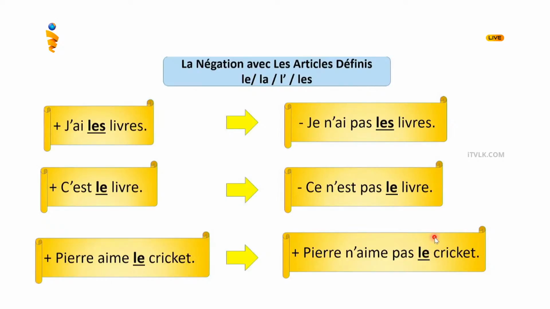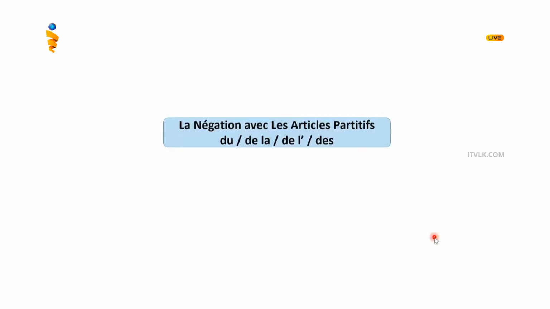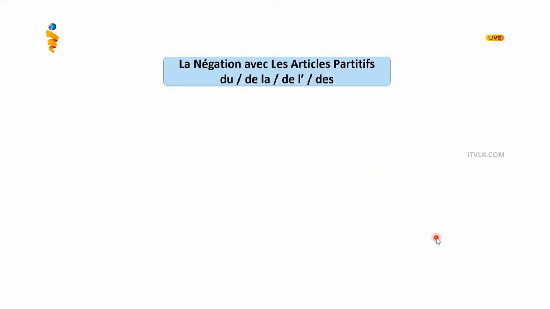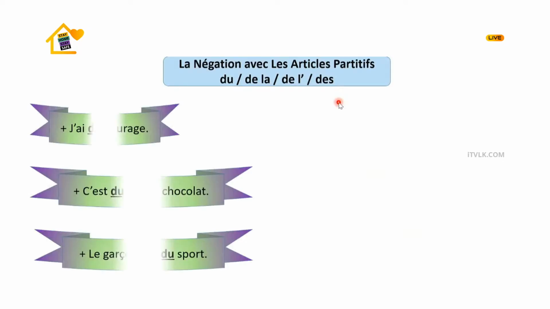Please remember that. Then we'll go to another set of articles. La négation avec les articles partitifs: du, de la, de, l'apostrophe, and de. So whenever you are having this type of an article with your sentence, what happens to the negation?